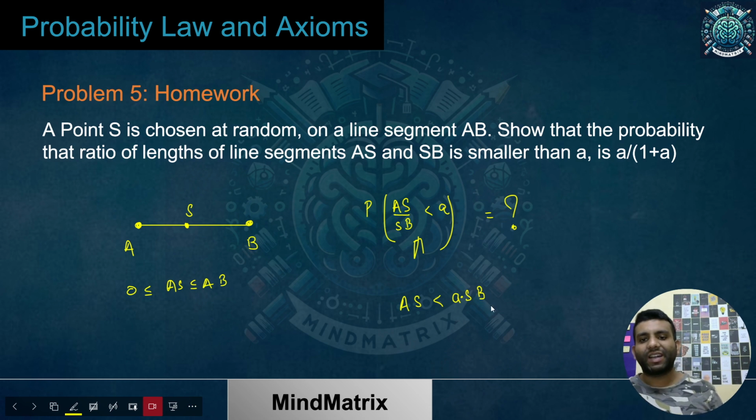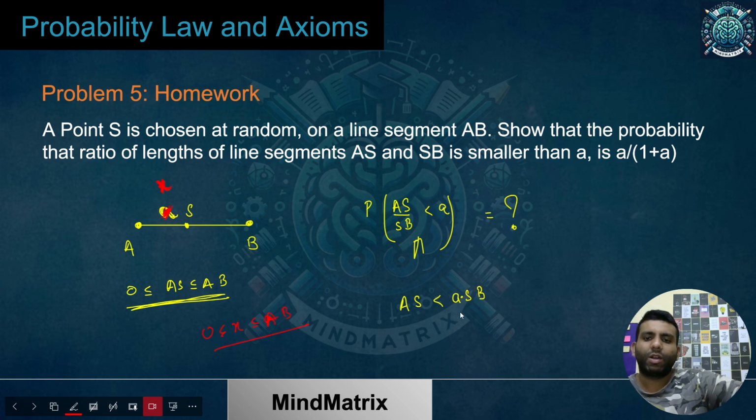What exactly was my range for AS? It was from 0 to AB. Let's suppose this length is A, or let it be X, anything you can say. Let's suppose this is X. So earlier, for the sample space, whatever is possible, X can be anything from 0 to AB.